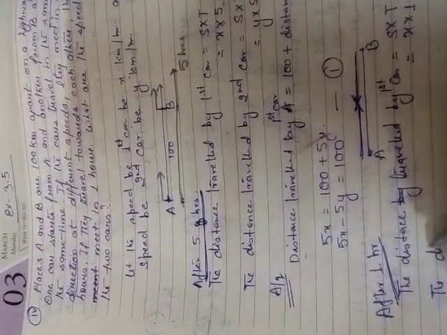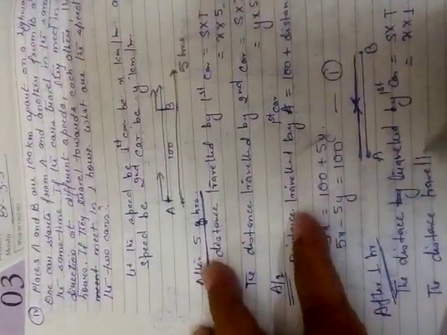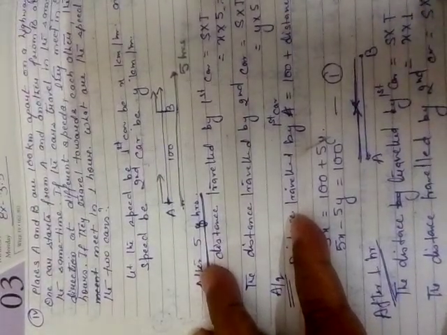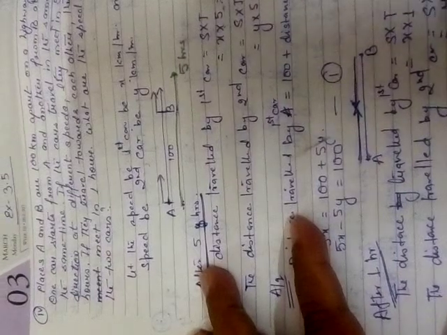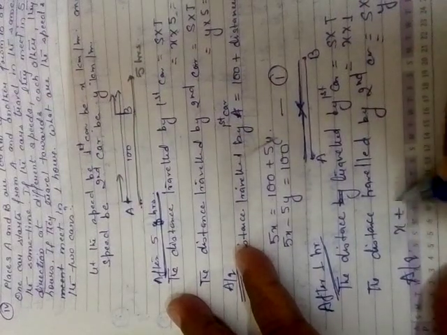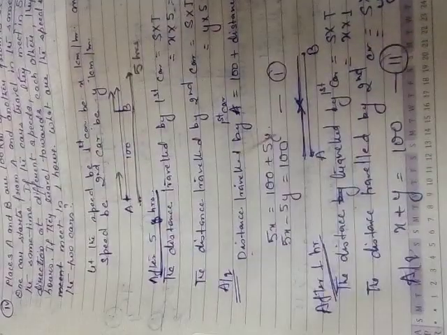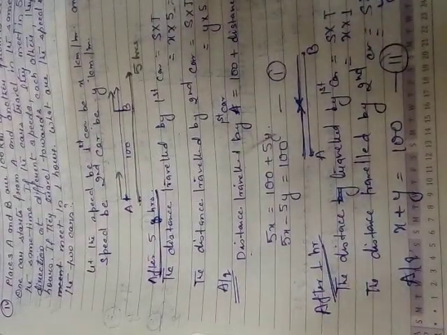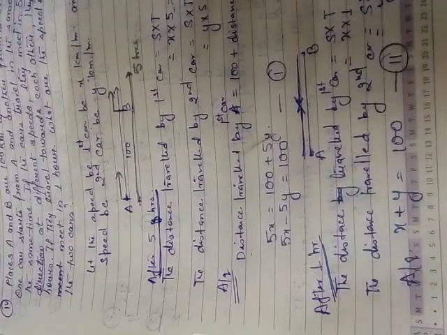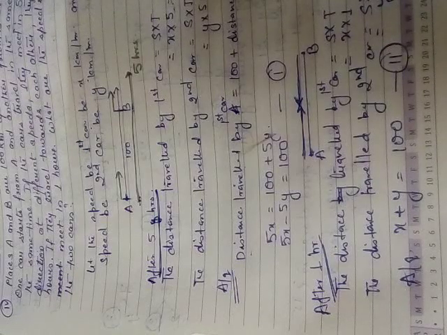The distance traveled by the second car is speed into time, that is y into 1. And according to the question, x plus y is equal to 100. This is our equation 2. Now you can solve equation 1 and equation 2 by any method, that is by substitution method or by elimination method, and find out the values of x and y. The values of x and y will give the speeds of the first car and the second car.